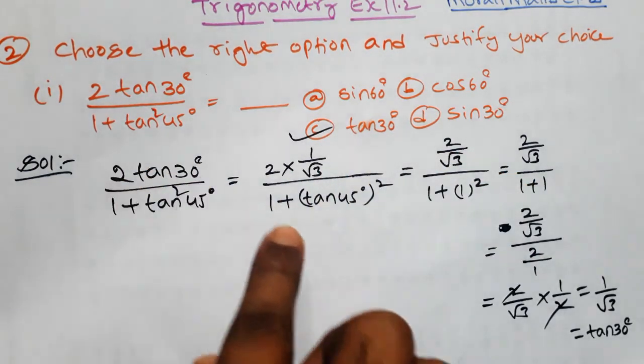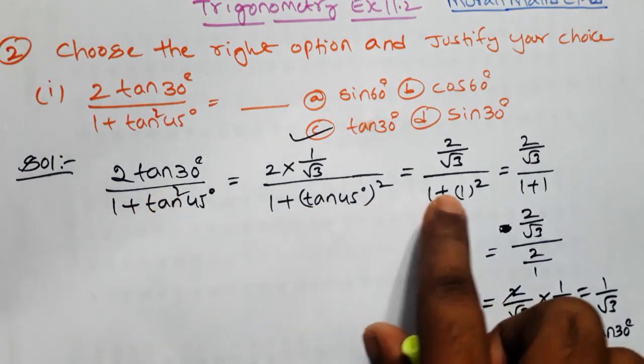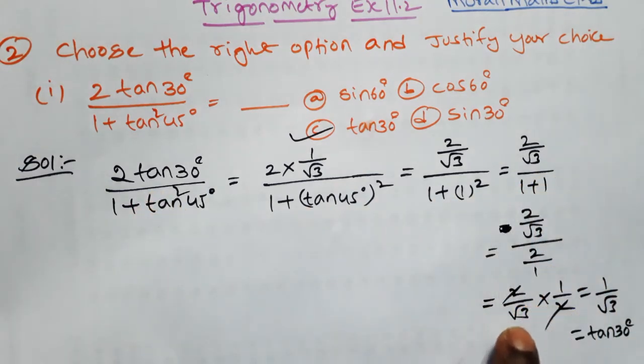So whatever they give, we have to simplify. After simplification, we got this answer, 1 by root 3. This 1 by root 3 is nothing but tan 30. So option C we can write.